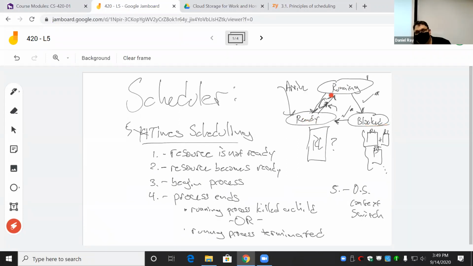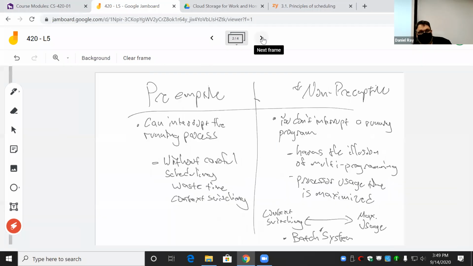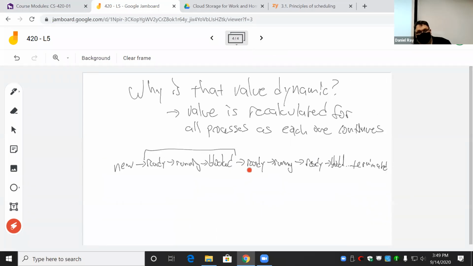So you just went from ready, running, ready. Finally you're back to blocked. So it could be ready, running, ready, running, ready, running, ready, running, blocked, or just ready, terminated. But once you're terminated, then it doesn't matter what your priority is. You're gone. You're not in the system anymore. Each one of these is a cycle.